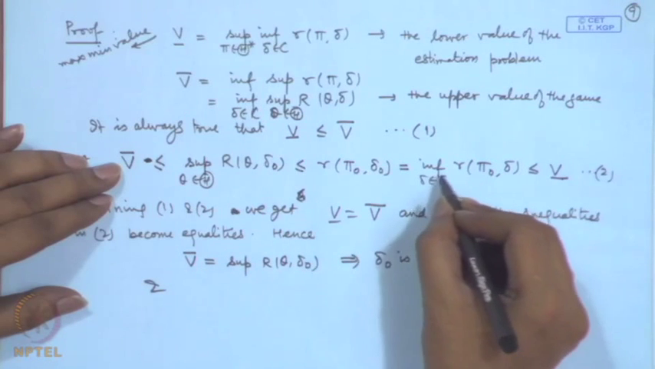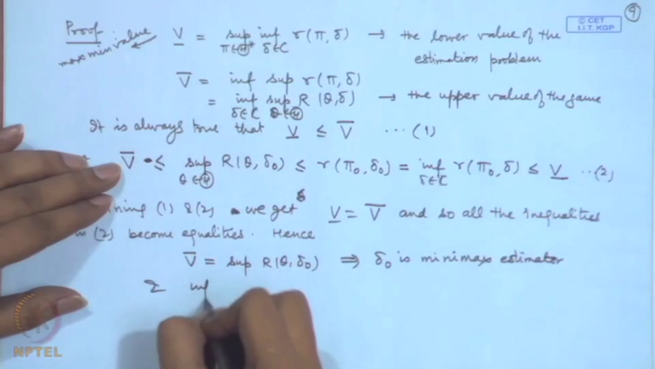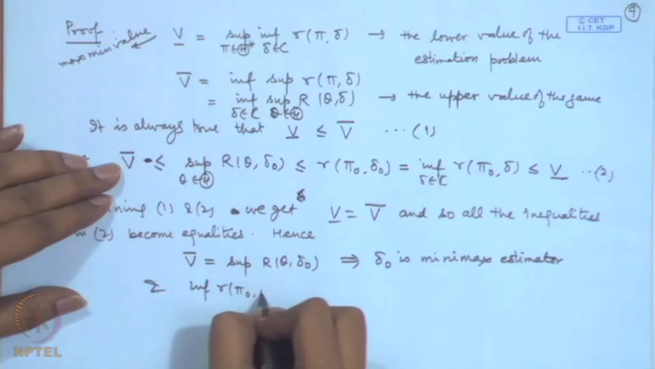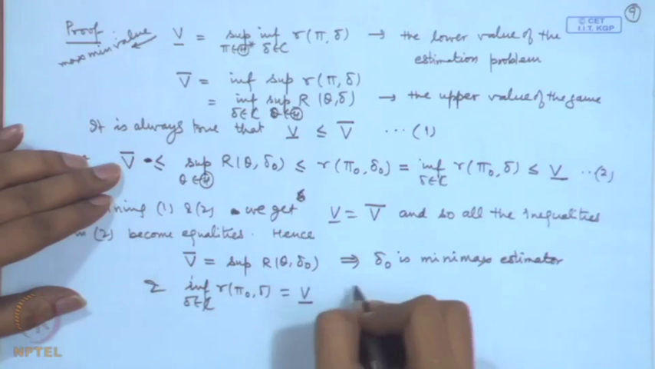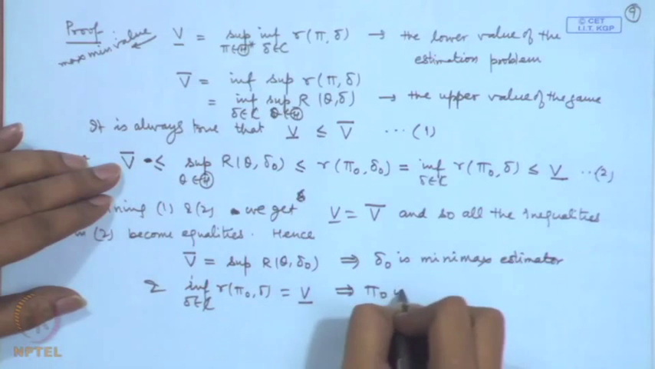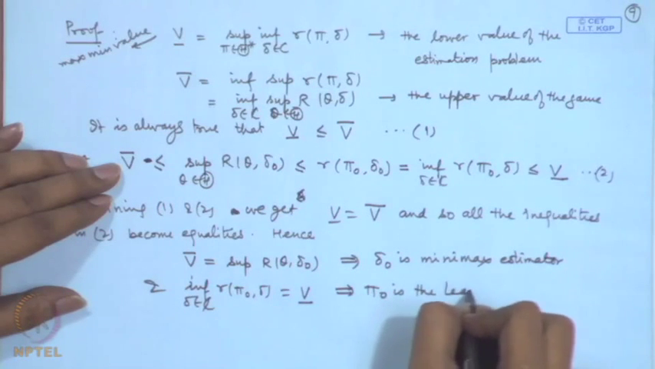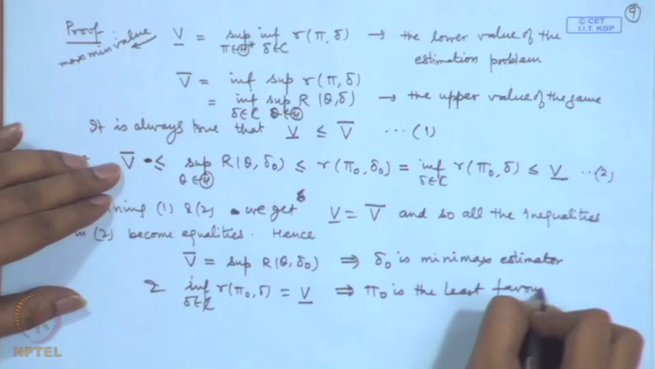And similarly, you will get infimum of r pi naught delta is equal to V lower bar, which means that pi naught is the least favorable prior.